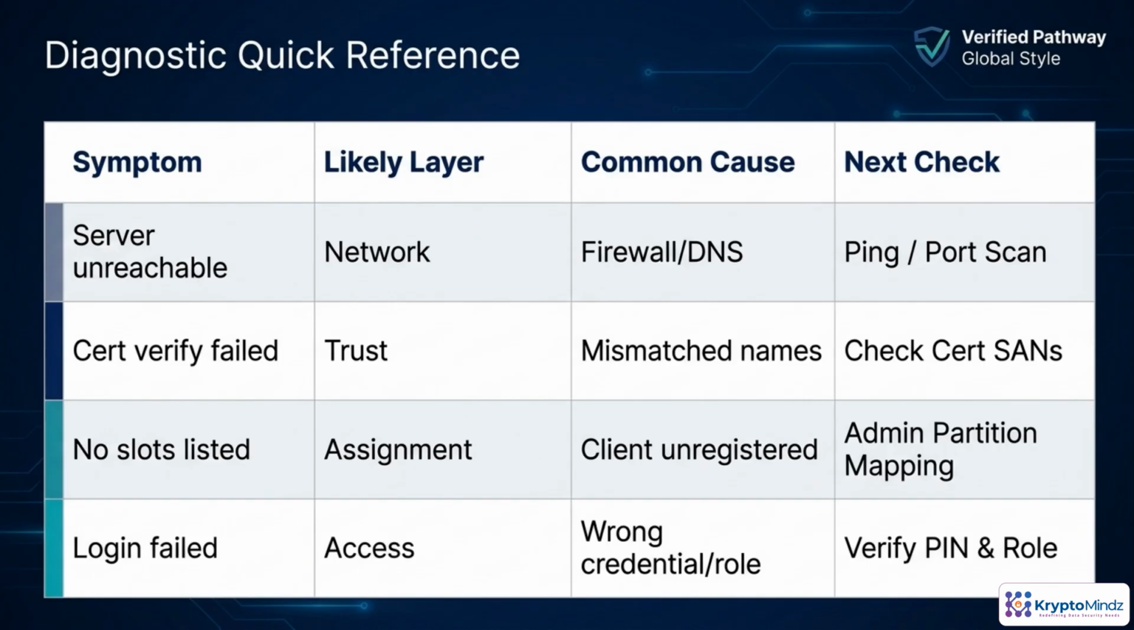When something breaks, start by mapping the symptom to the right layer. Certificate errors usually mean a name mismatch, a missing trust chain, or an expired or replaced certificate. Confirm SANs and trust stores. If no slots appear, check that the client is registered and assigned to the correct partition. For login failures, verify the role, PIN, and that the role isn't locked. Then correlate everything using client logs and HSM admin or audit logs.